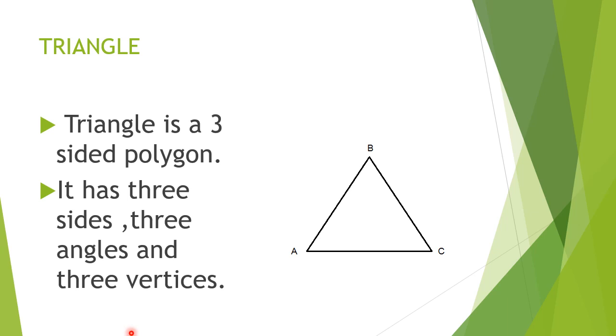In this given triangle ABC, AB, BC and AC are the sides. Angle BAC, angle ACB and angle ABC are the three angles of this triangle. The point where any two of the three sides of a triangle meet is called the vertex of the triangle. In this triangle ABC, A, B and C are the vertices.